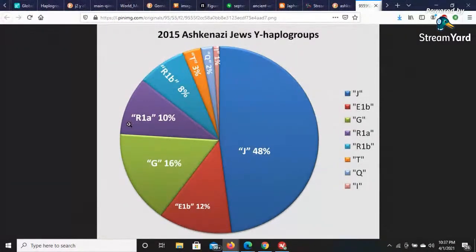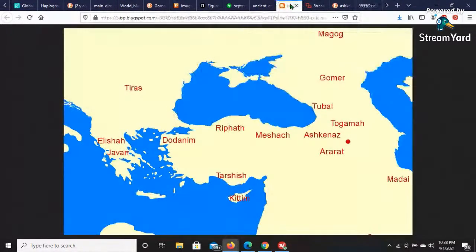This Asian part is what is in the Ashkenazi Jewish population because of moving into Asia or north, and the predominant Y chromosome is the R1. So we can safely identify Gomer, the father of Ashkenaz, as being the R1.